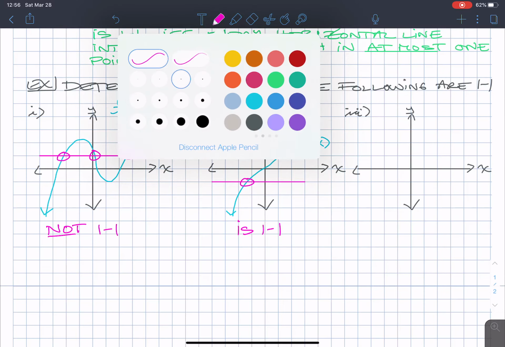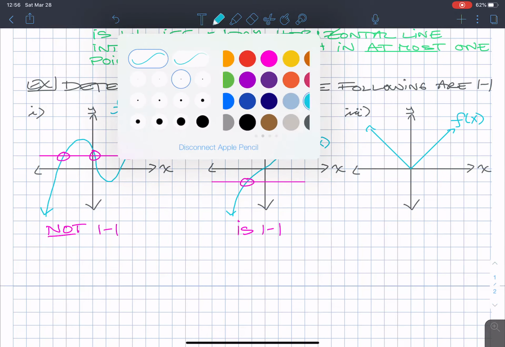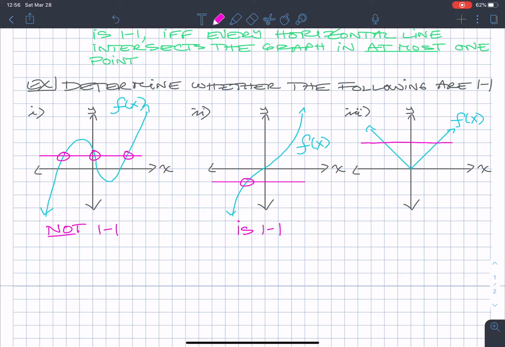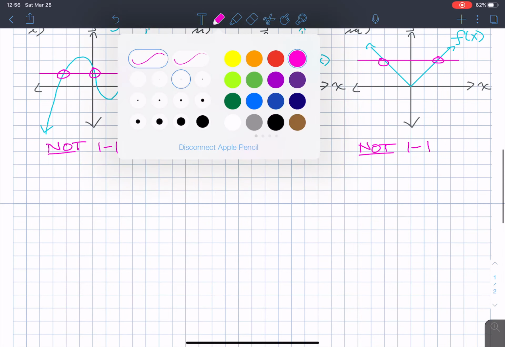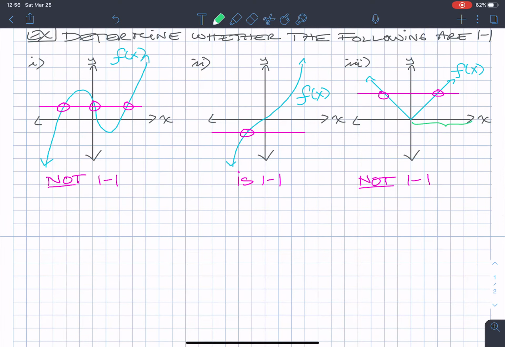Let's do the absolute value function. What does that look like? A V. So this f of x. And clearly, once again, I can draw a horizontal line that intersects in more than one point. So this is not one-to-one. But let's note, do you agree that if I took, say, just the positive values of x for that absolute value function, that on that portion of the domain, the function is one-to-one?